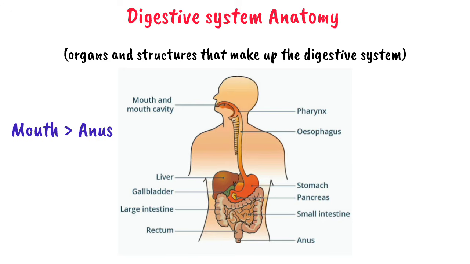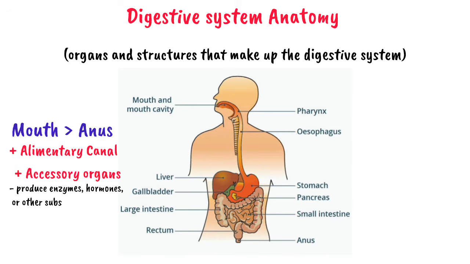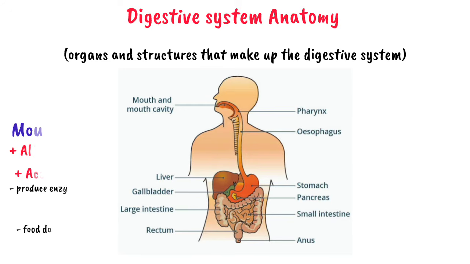We can divide it into two main parts: the alimentary canal, which is the GI tract, and the accessory organs, which are organs that produce enzymes, hormones, and other substances that aid digestion, but food doesn't pass directly through them. Now let's go through each step by step. So let's start with the mouth.